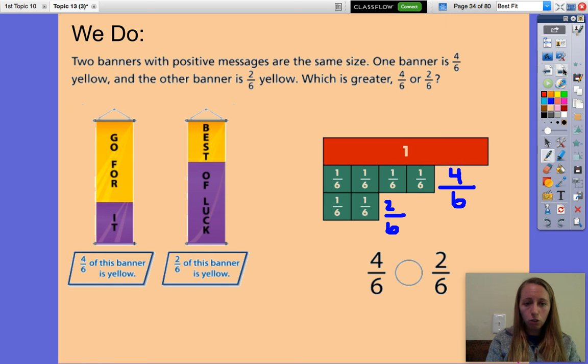Okay, here we have 2 banners with positive messages that are the same size. One banner is 4/6 yellow, and the other banner is 2/6 yellow. Which is greater, 4/6 or 2/6? Okay, our denominators are the same, 6 and 6. Here we have 4/6 is yellow, and here we have 2/6 is yellow. So you can use this model as a little helpful tool, right? Which is greater, 4 or 2? Our denominators are the same, so we're going to put the correct symbol in here. 4/6 is greater than 2/6. Remember, alligator likes to eat the bigger number. 4 is greater than 2, and our denominators are the same.